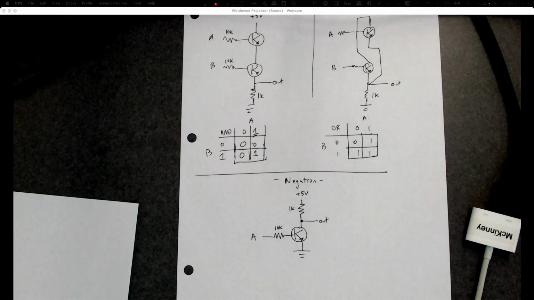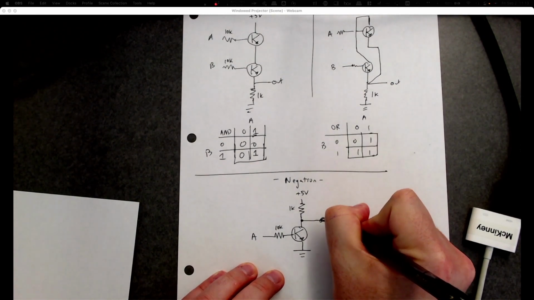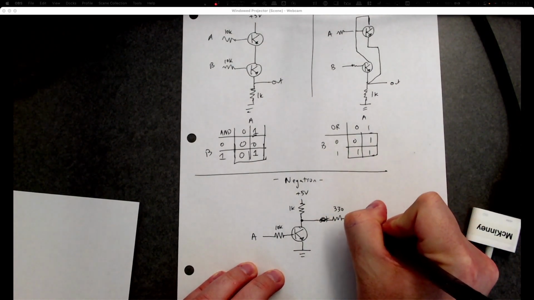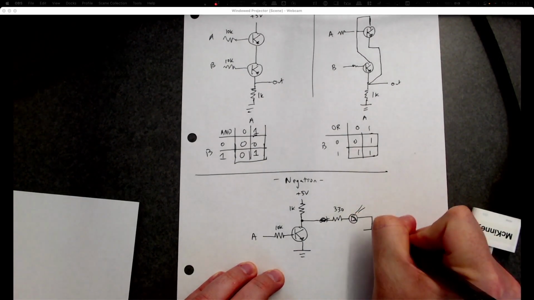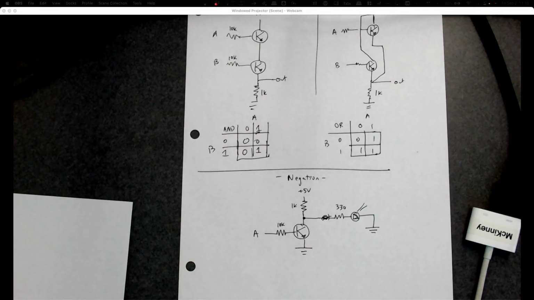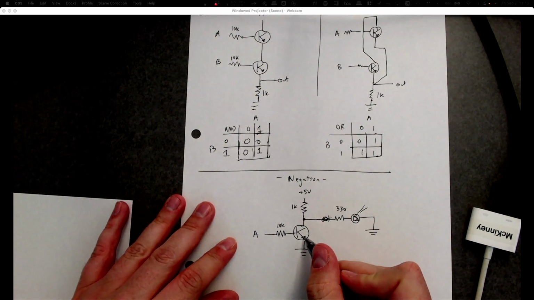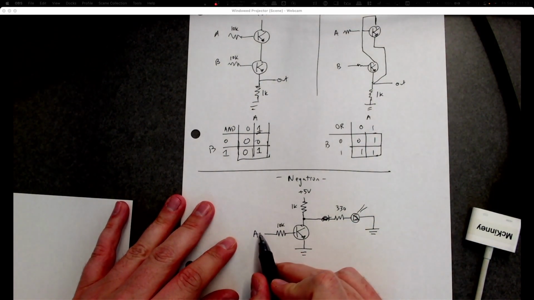All right, so for that output, let's make an output here, and let's say that we had a 330 ohm resistor, then we had an LED, and then we went to ground, okay? Which way is it easier to get to ground? Straight through the transistor, or through this resistor and an LED? Which way would be easier? Straight through the transistor, directly to ground. Okay, but when is this transistor allowing current to go through it? Only when A is on.